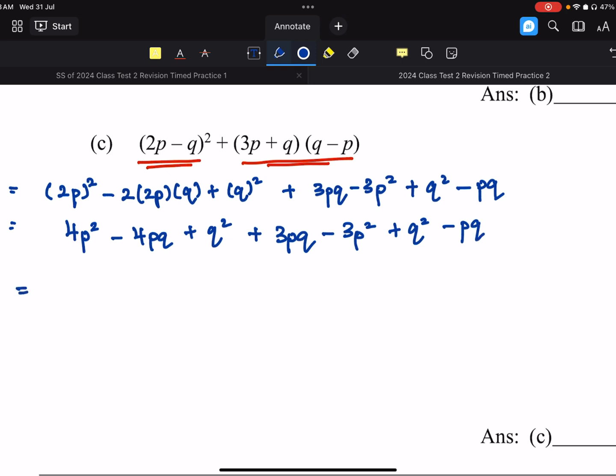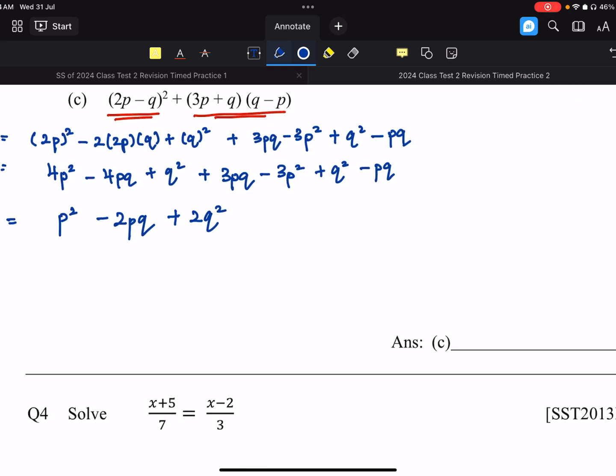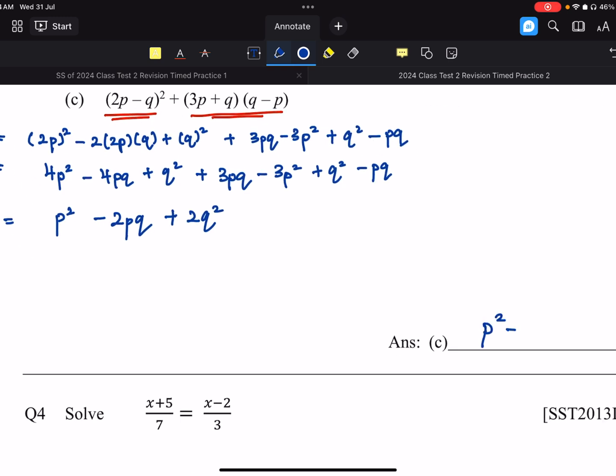Putting them together, we have 4p squared minus 3p squared. I have p squared, right? How about the pqs? I have negative 4pq plus 3pq is negative 1pq, minus 1 more pq. We have minus 2pq. And then we have q squared plus q squared, so it'll be 2q squared. There we go, right? So we have p squared minus 2pq plus 2q squared.